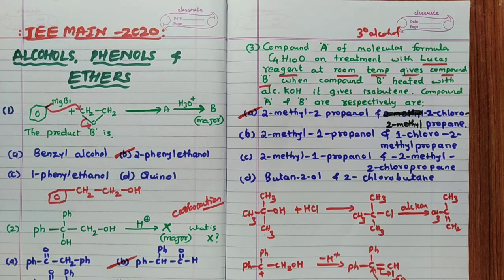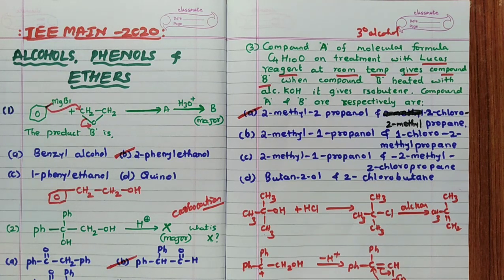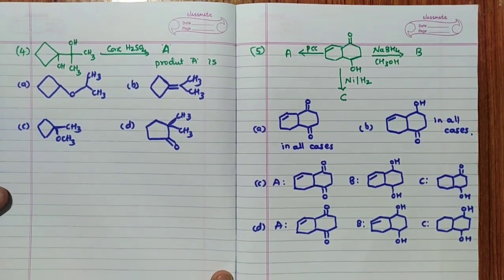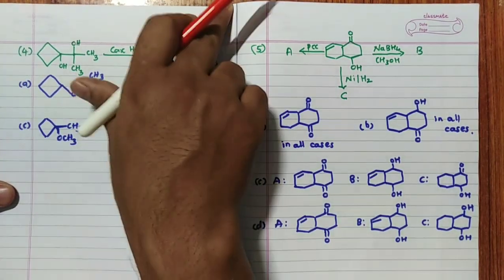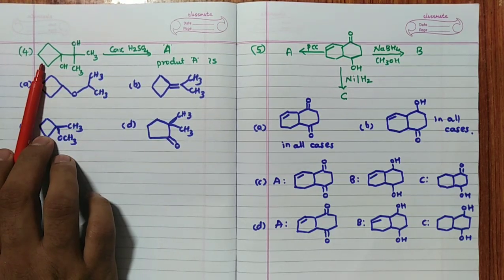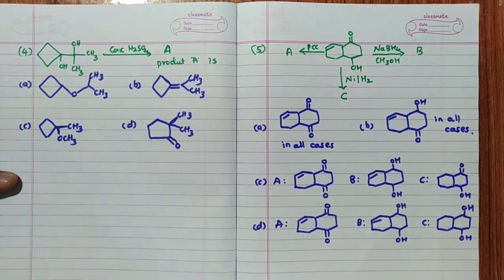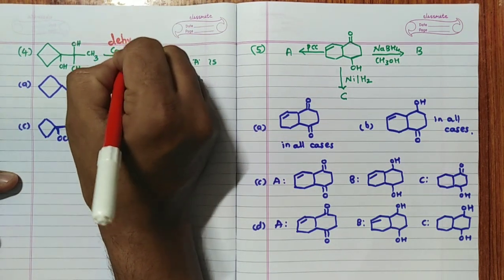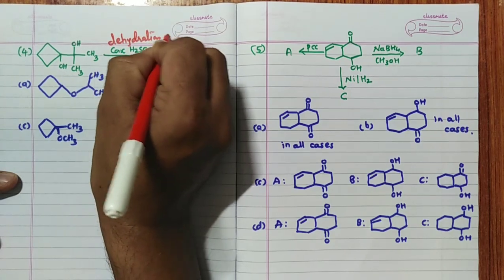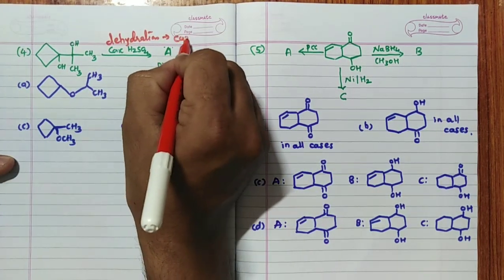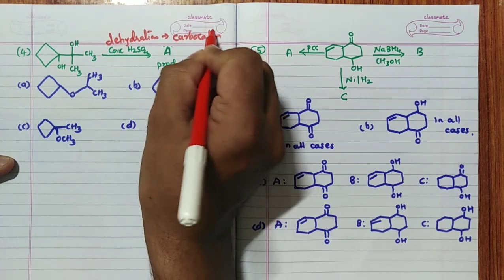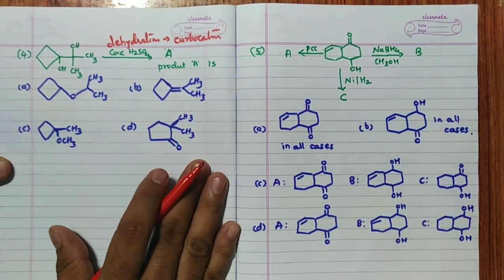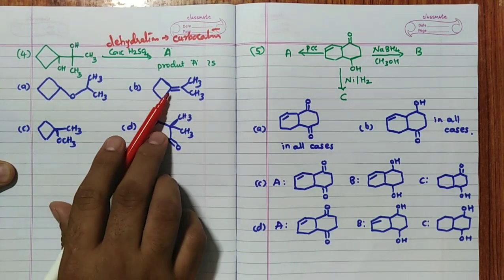And all these are NTA Abhyas questions, remember. Now see here. This is the compound, the reactant, concentrated H2SO4, and A is the product. Once again, concentrated H2SO4 means what? Dehydration, which is through a carbocation intermediate. So these are the points you have to remember first. Then dehydration means always alkene, so the answer is this one.